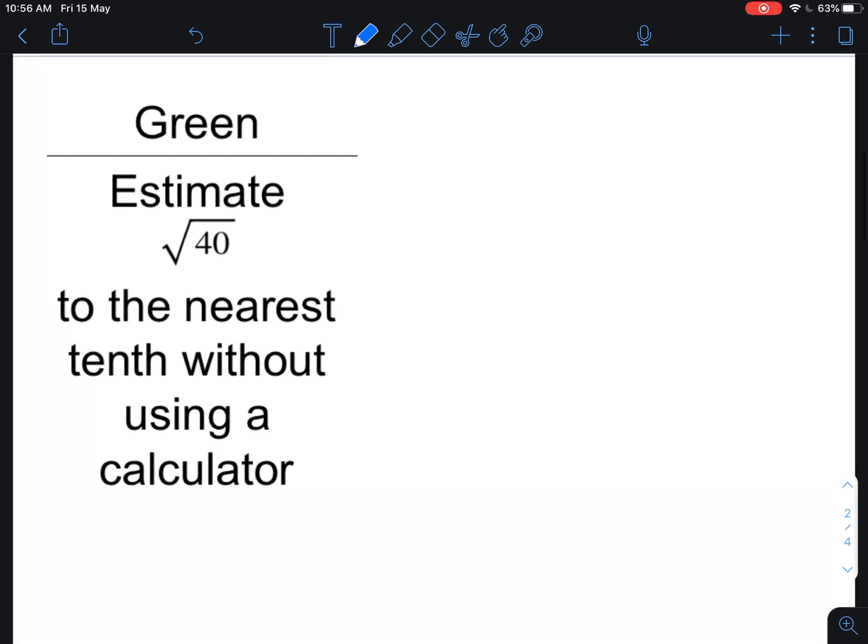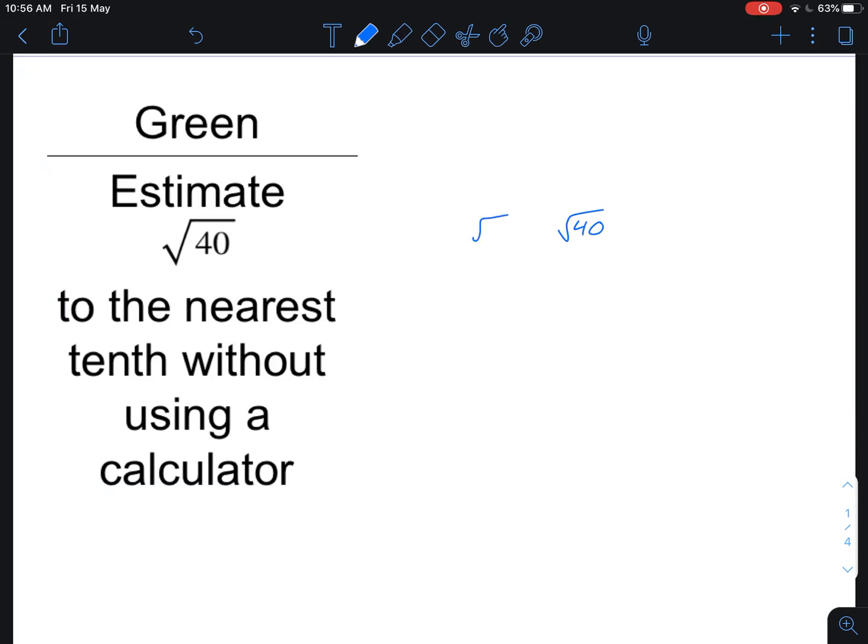So the first thing is to figure out, all right, the square root of 40. What two numbers is it between? What two integers is it between? To do that, you want to figure out what are the perfect squares that are closest to the square root of 40, the one that's below it and the one that's greater than it.